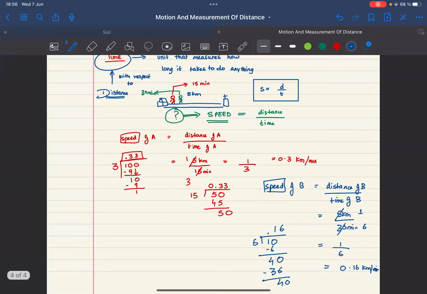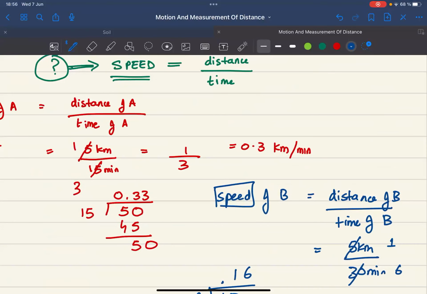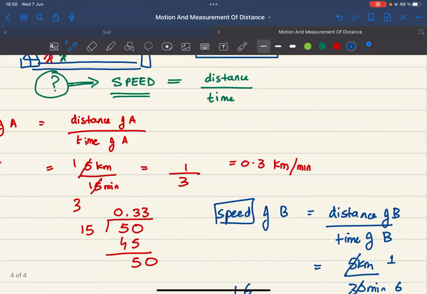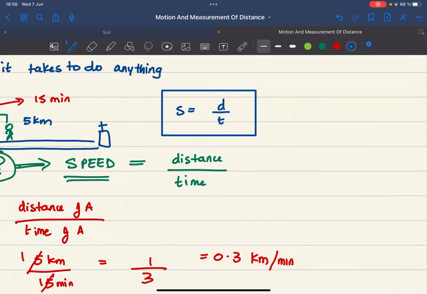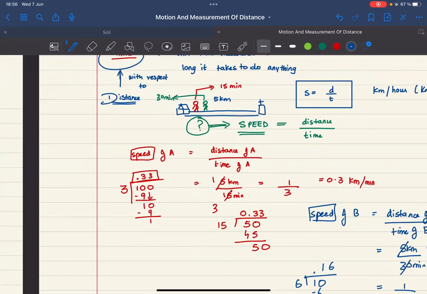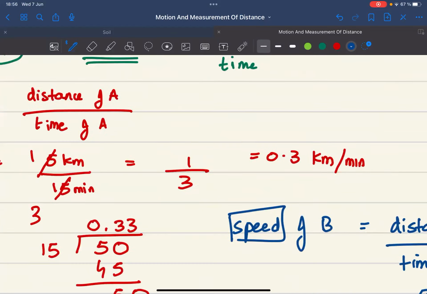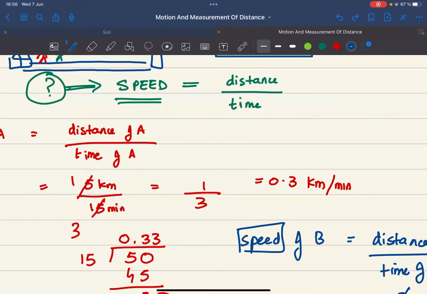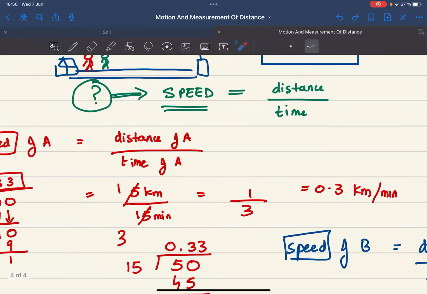Sometimes in questions, they might ask you to convert to kilometer, because normally you will find the speed in the unit of kilometer per hour only. Or you can write it as km per hr. This is how you normally find it. So here it is given in minutes. Now let us try finding this in kilometer per hour unit. Already the time is given. Time is 15 minutes.